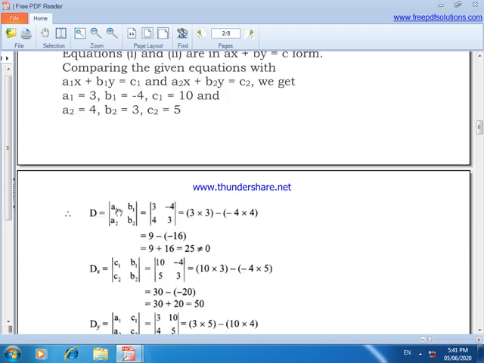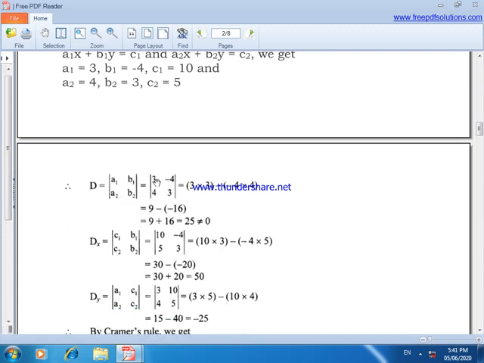Now the value of d is equal to a1, a2, b1, b2. a1 is 3, a2 is 4, b1 is minus 4, b2 is 3. Cross multiply: 3 into 3 minus 4 into 4. Minus will become plus. 3 3s are 9, minus as it is, minus 4 into 4 is minus 16, minus will become plus, so 9 plus 16 is equal to 25.